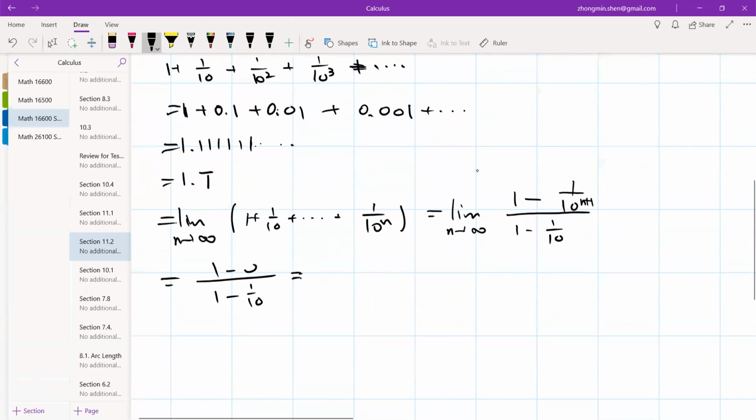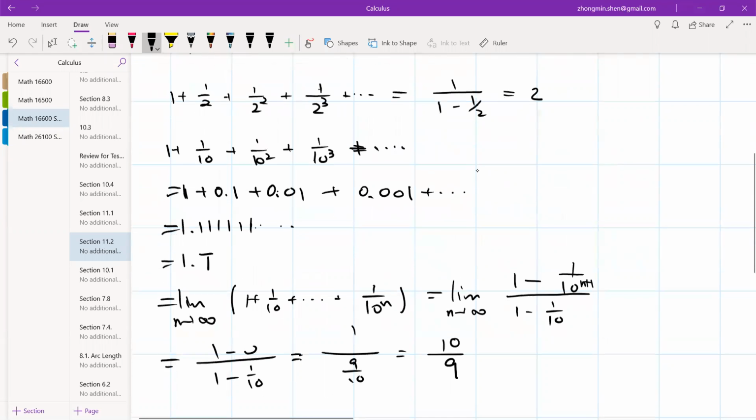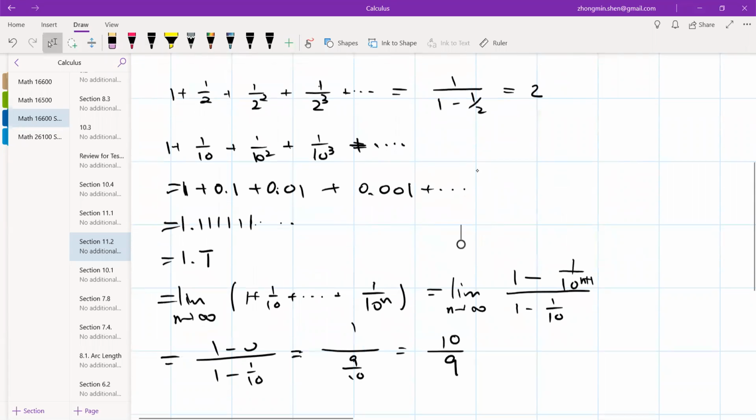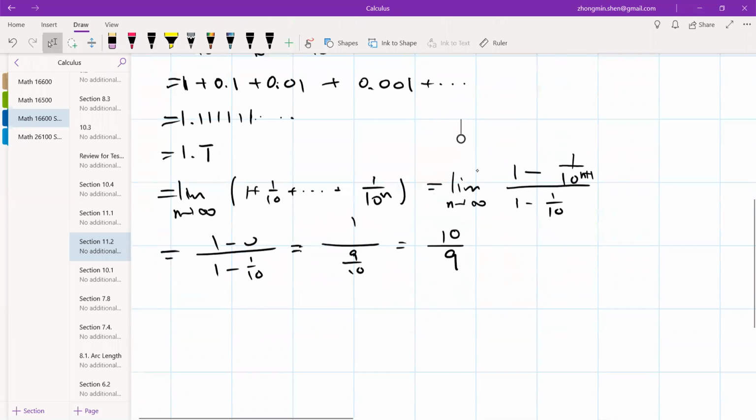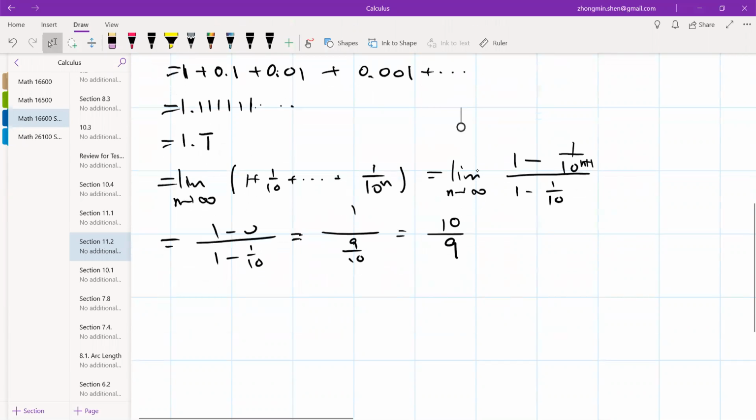So the answer is 1 over 1 minus 1 over 10, which is 1 over 9 over 10, so it's going to be 10 over 9. It's larger than 1, of course, but you can express it as a fraction, 10 over 9. This is a series. We're going to study more general series instead of just this one. Let's do some exercises first before we study general series, and let's look at examples in the book.